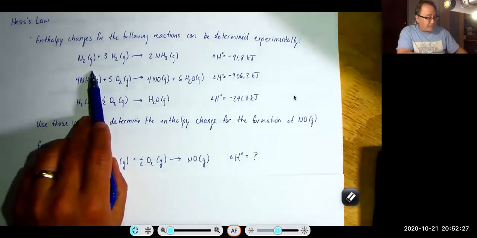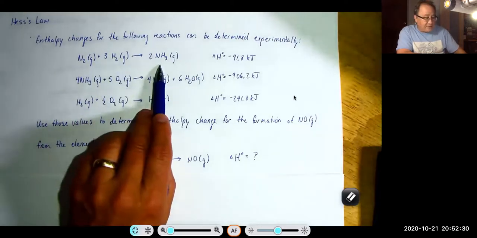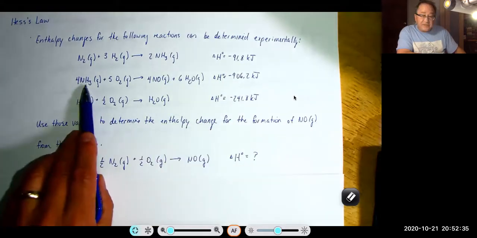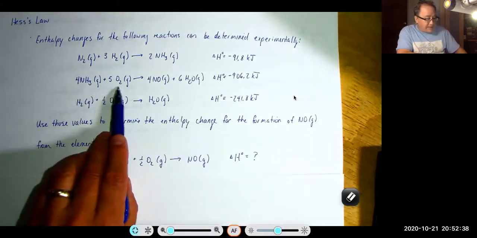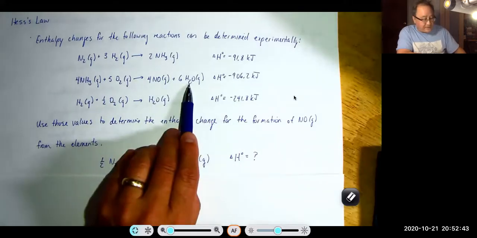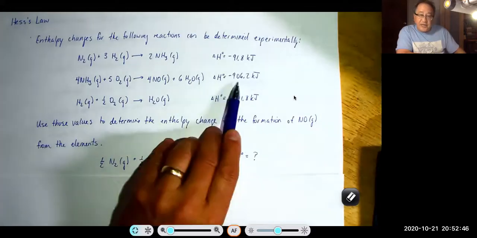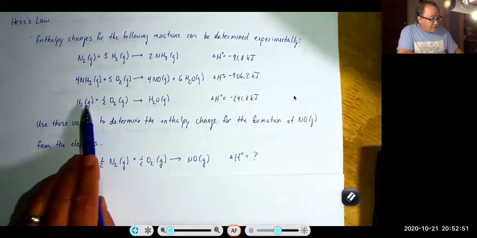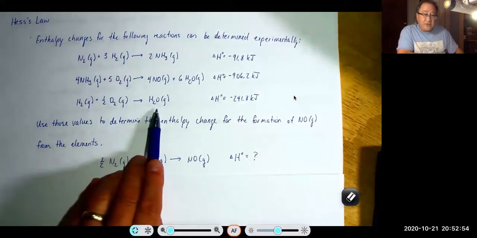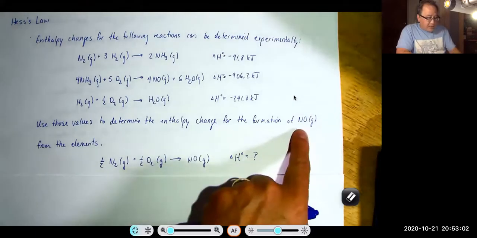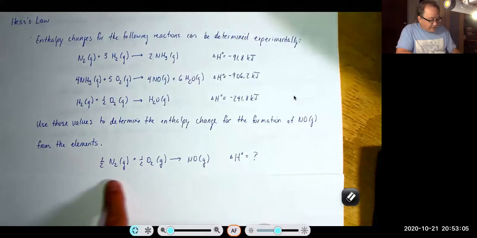You react nitrogen with hydrogen, you get ammonia, and the enthalpy change is negative 91.8 kilojoules. You can take ammonia and combust it with oxygen, and you get nitrogen monoxide and H2O, steam, because it's a gas there. And the enthalpy change is minus 906.2 kilojoules. You can take hydrogen gas and react it with oxygen gas and make H2O gas, and the enthalpy change here is minus 241.8 kilojoules. And we want to use these values to determine the enthalpy change for the formation of nitrogen monoxide from the elements.